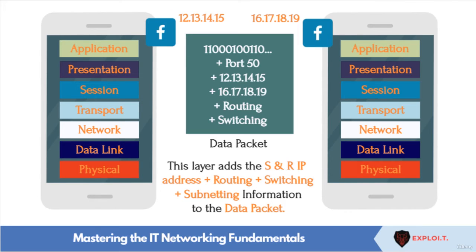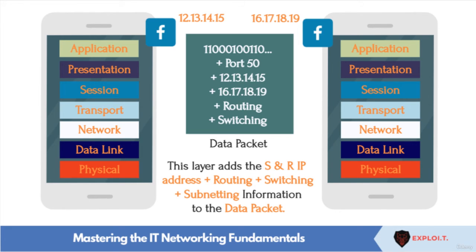In this layer, the data packet is added with additional information, such as the sender's IP address, the receiver's IP address, the routing information, and the switching and subnetting information of the packet. The sender's and the receiver's IP addresses are added in this layer because this is layer 3 and IP addresses work on layer 3. Apart from that, everything relating to routing and subnetting is added in this layer, and the switching protocol and the types of switching that have to be followed by the packet are also added in this layer.